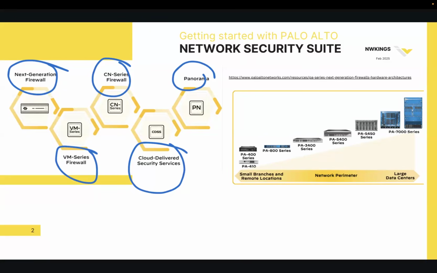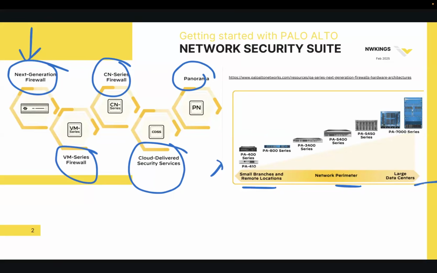Okay, to understand Palo Alto, you should know the next generation firewall. This is what we're going to focus on. When I say next generation firewall and VM series firewall, let's talk in detail about the different methods and the different things available in the next generation firewall. Okay, in this diagram you may be seeing the series.